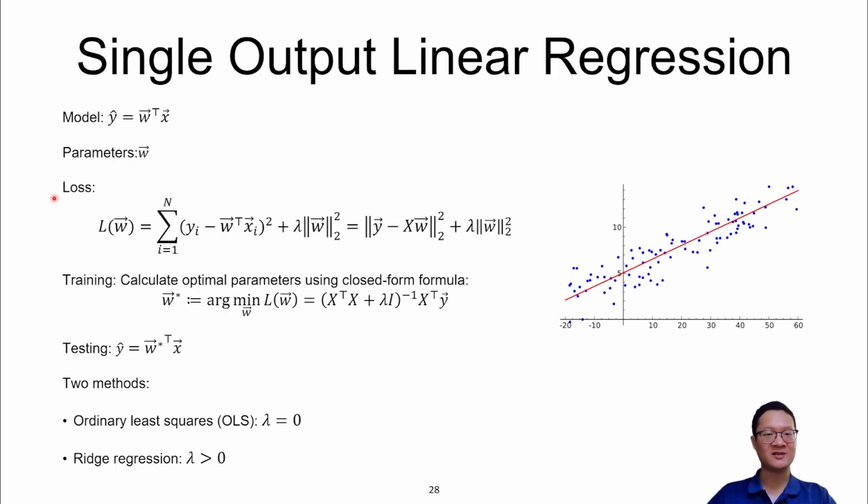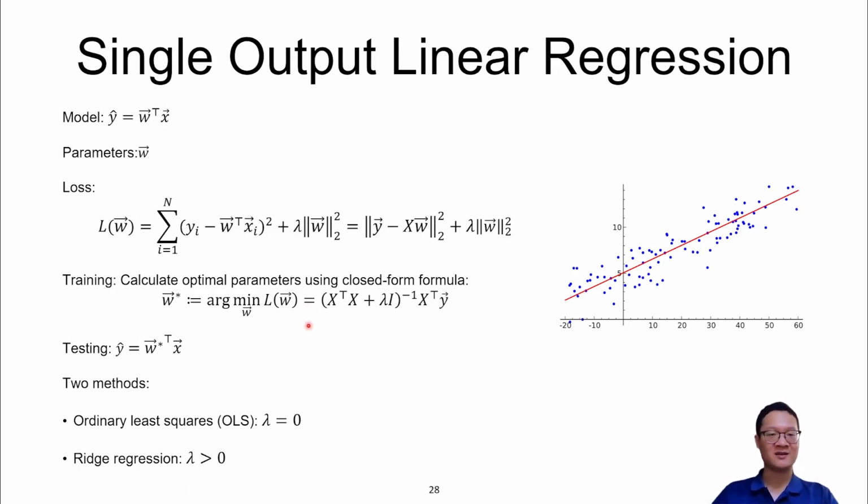For single output linear regression, we looked at this very simple linear model, y hat equals w transpose x. And by defining x the right way, this also includes the constant term. The parameters of the model are w, and we looked at, for example, several different loss functions. One of them is the ridge regression loss function, which is given by this expression here. We sum over all the data points of the square loss of each data point plus a regularizer, an L2 regularizer.